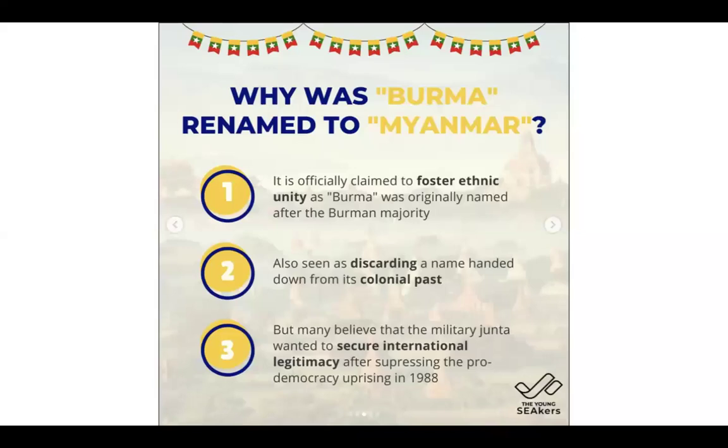So Burma was renamed Myanmar to foster ethnic unity, as Burma is seen as a name handed down from its colonial past. So they didn't want to be part of that. That's why they're called Myanmar now.